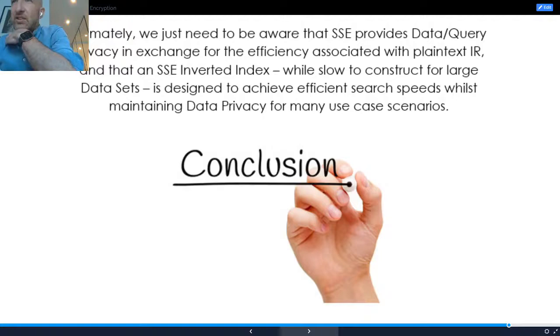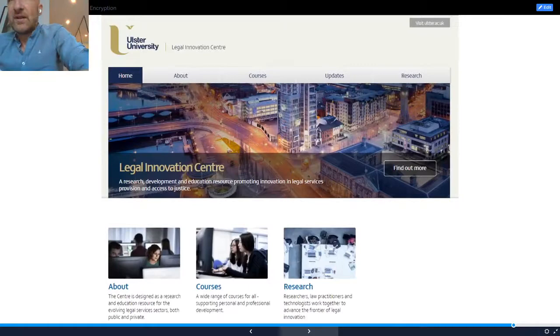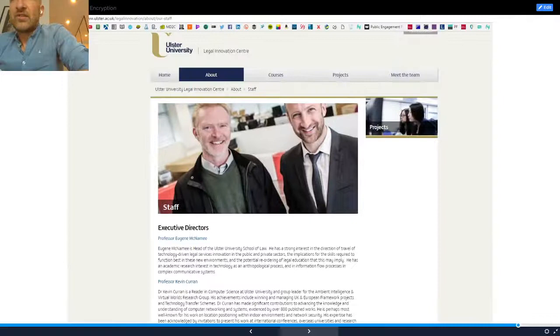So just to conclude, I'm also a co-director and executive director of the Legal Innovation Centre at Ulster University, where we work with law firms and try to bring legal technology. In some cases, we work with some of the biggest law firms in the world, including Allen & Overy, working with them for the last 4 years, and they've given us £750,000. So that's something I'm proud of.